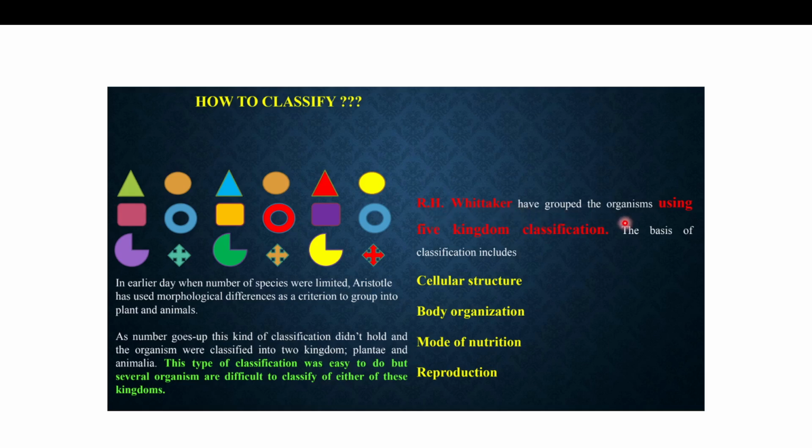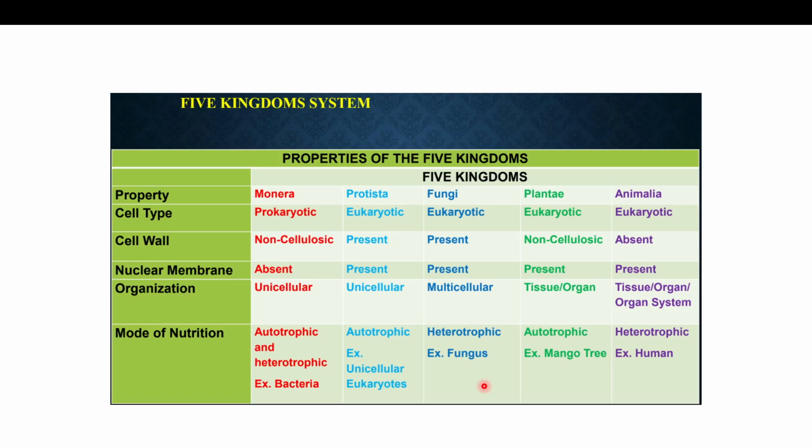So then R.H. Whittaker came into the picture, who grouped the organisms using the five kingdom classification, and the classification was based on cellular structure, body organization, mode of nutrition, and reproduction. So the five kingdoms are Monera, Protista, Fungi, Plantae, and Animalia, where monerans are prokaryotic or bacterial cells, which are single-celled organisms.